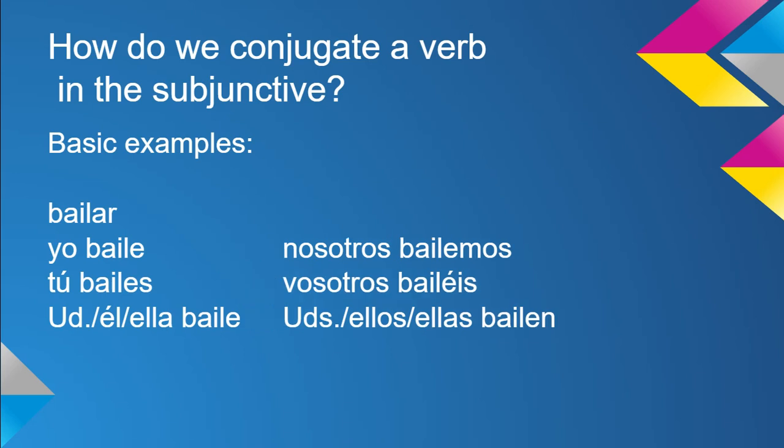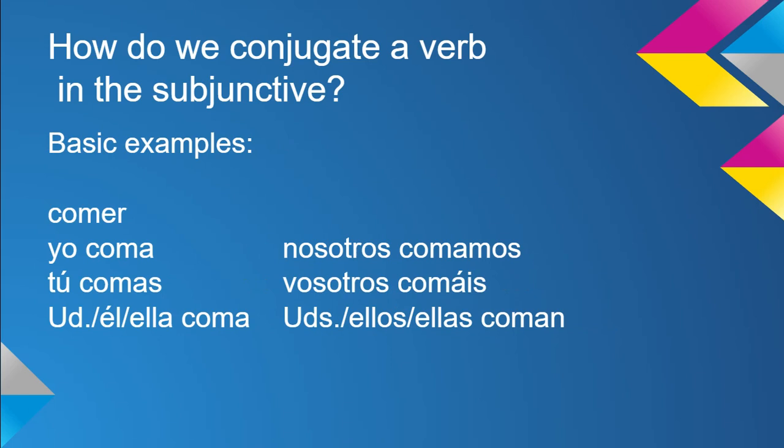All right, let's look at comer. Comer. So you've got coma, comas, coma, comamos, comáis, coman. So it's kind of like the AR verb endings, except the yo form is not with an O, it's an A. So you always want to remember the yo form and the usted, él form are the same. Okay, so those are two easy verbs with no irregularities.